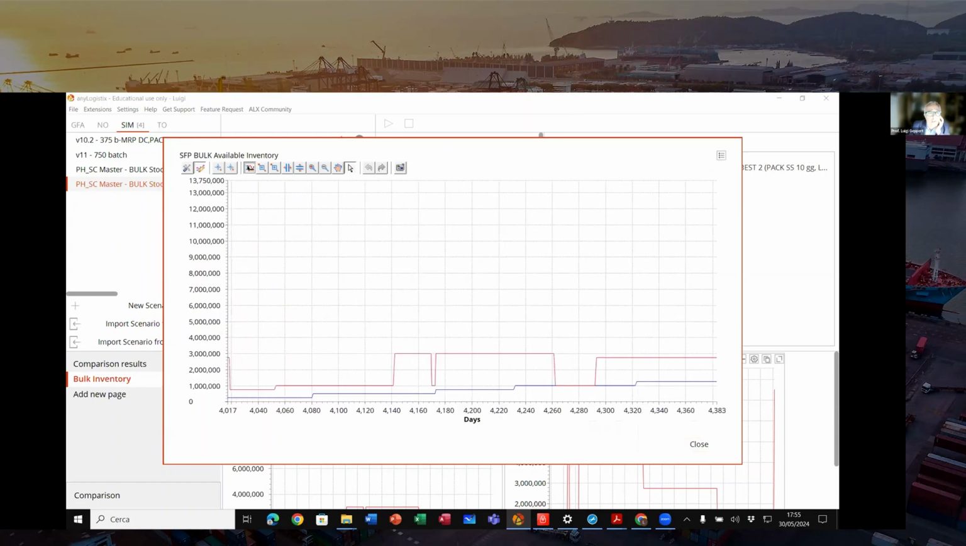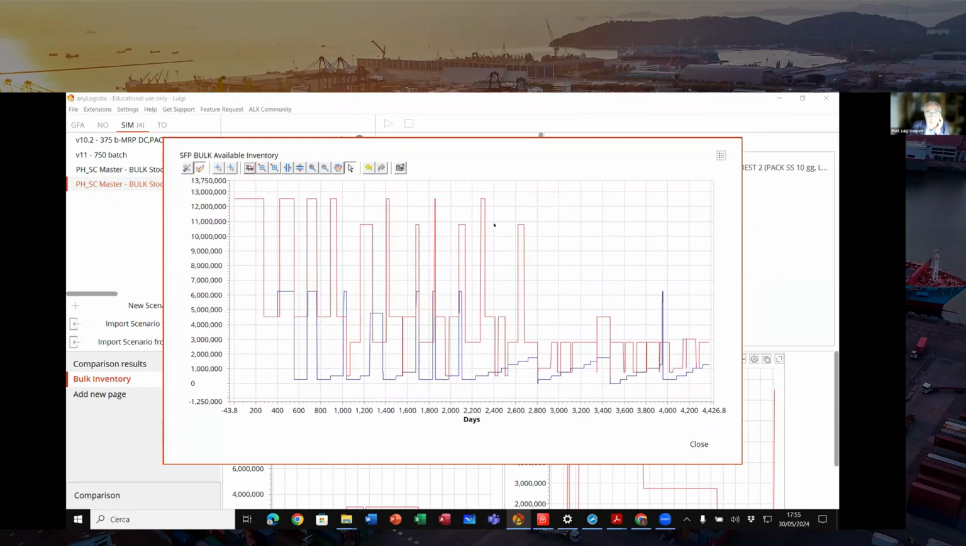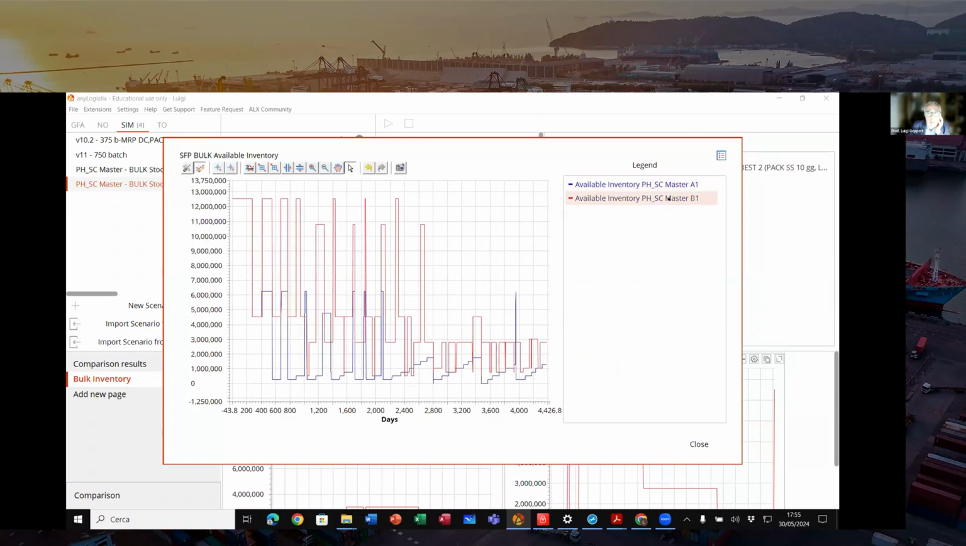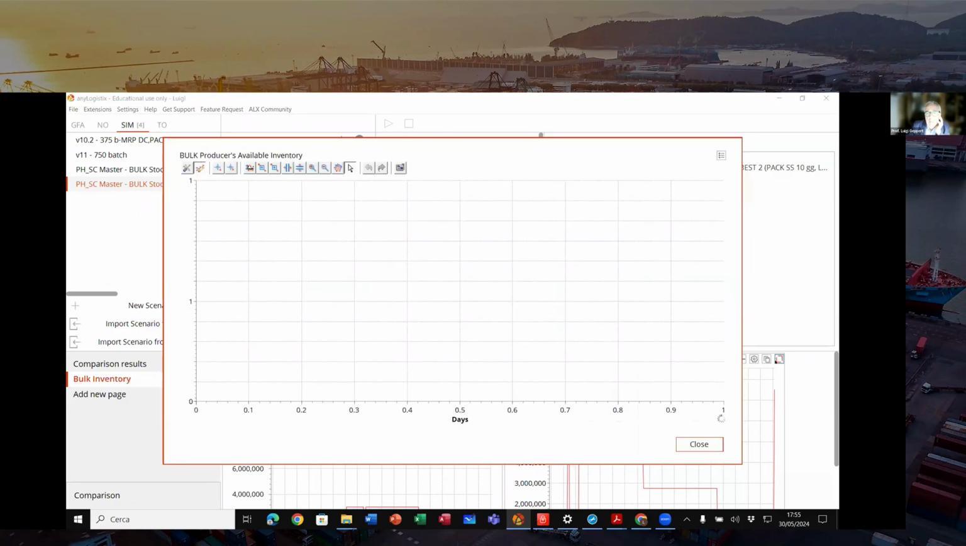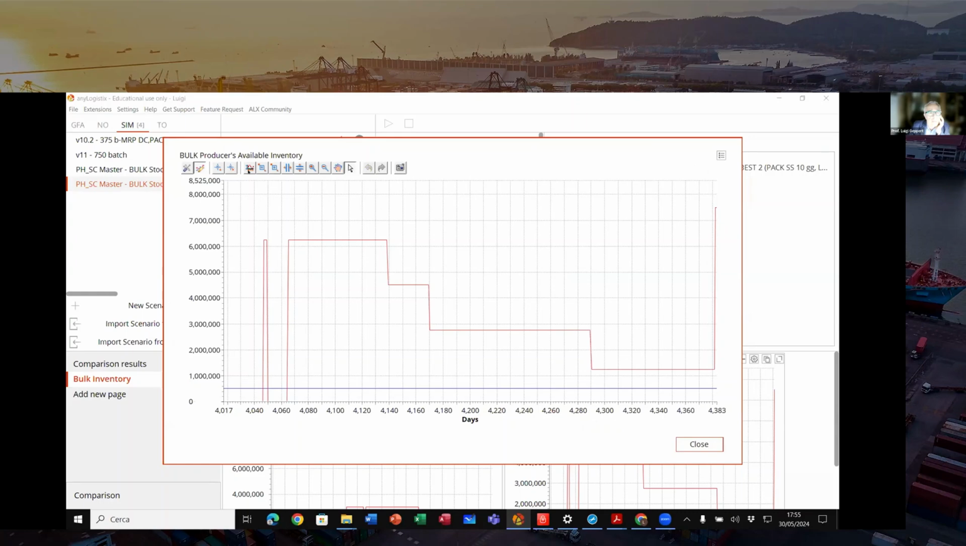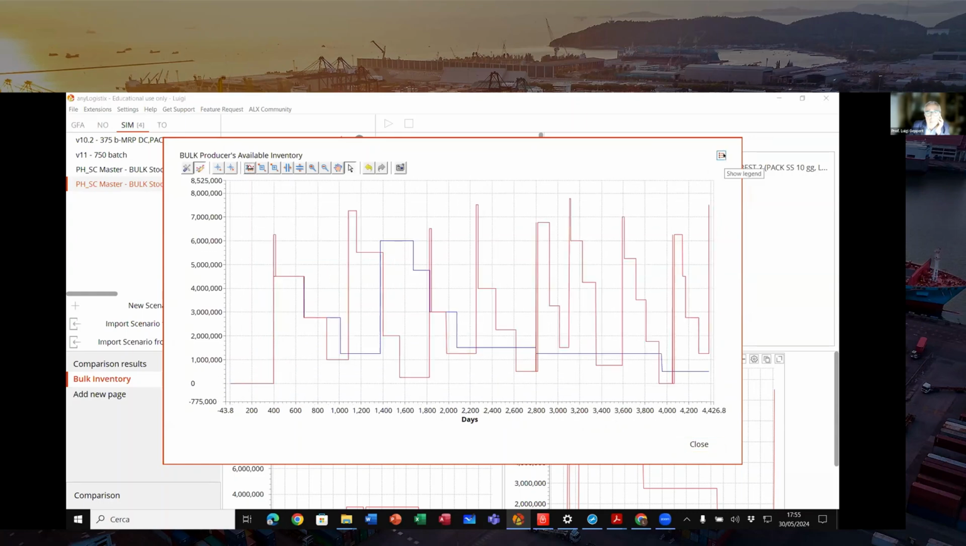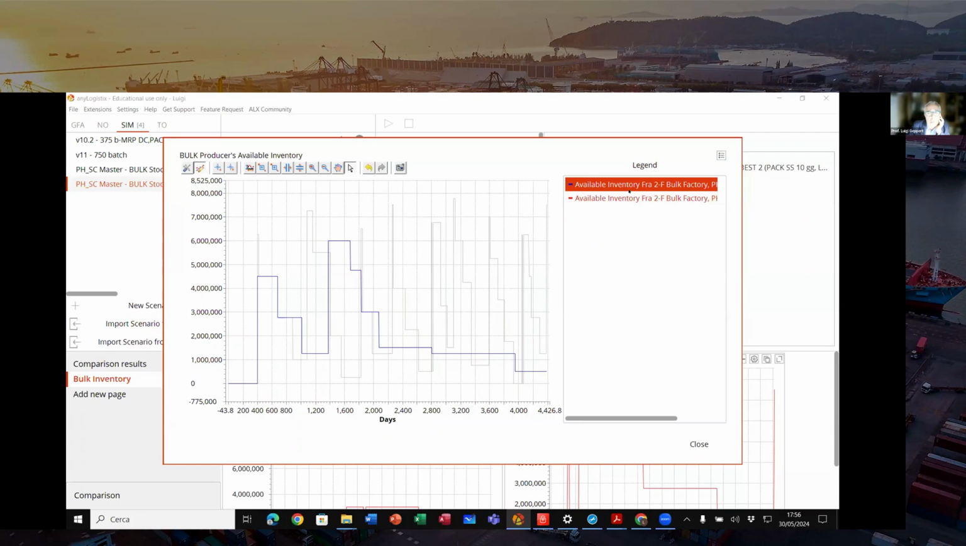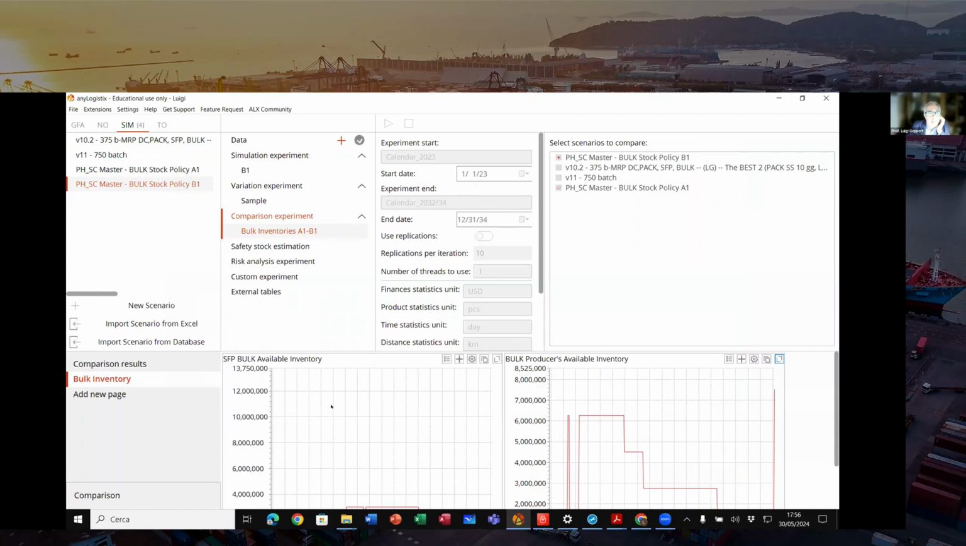You can see here the analysis of the stock. You can see the comparison. B1 is the baseline scenario. A1 instead is the A1 scenario. As you can see, the amount of bulk, which is very expensive, is still limited. The same thing happens for the bulk producer, where you can see the available inventory in the case of the A1 scenario is definitely lower with respect to the baseline case.